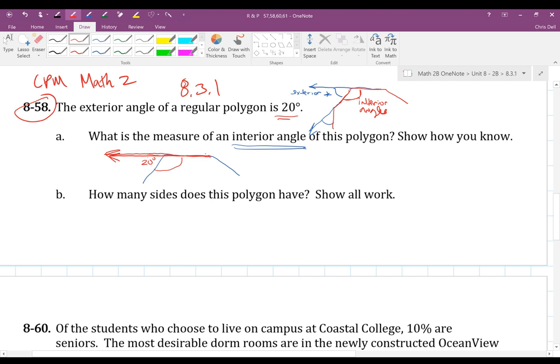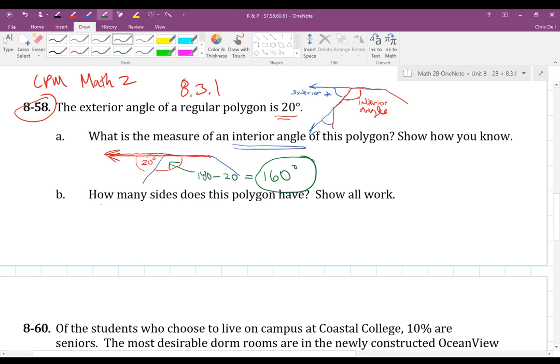And so then we have this line. The exterior angle plus the interior angle is supplementary. It's a linear pair. So if this is 20, then this side here is 180 minus 20 because the whole thing would be 180. So it's really 160 degrees. So the interior angle is 160. And that's how I know.